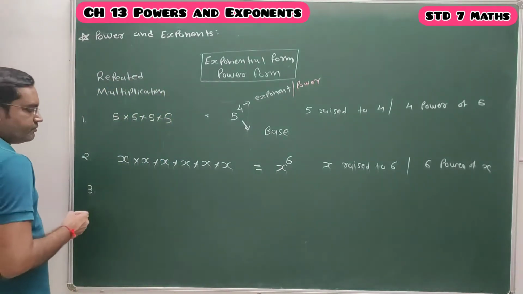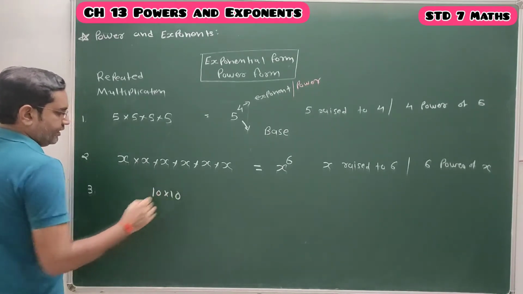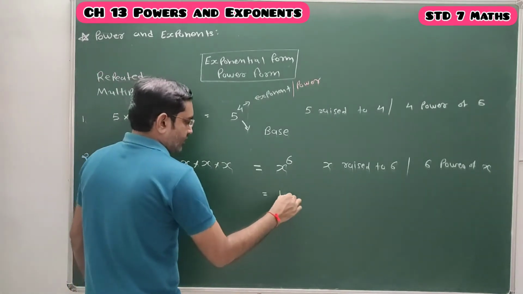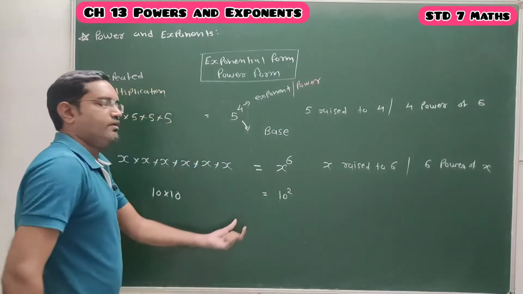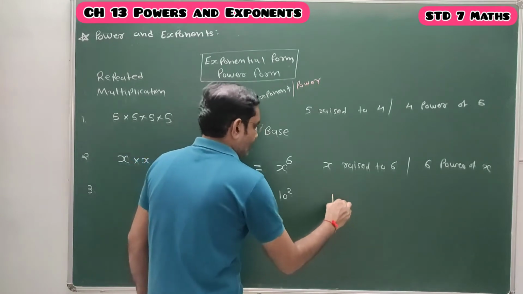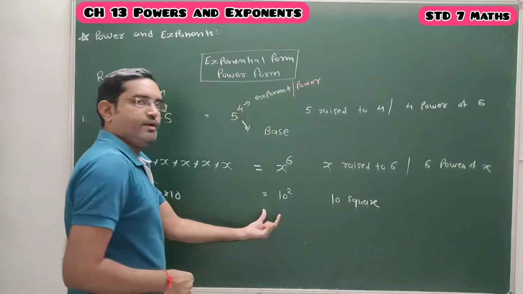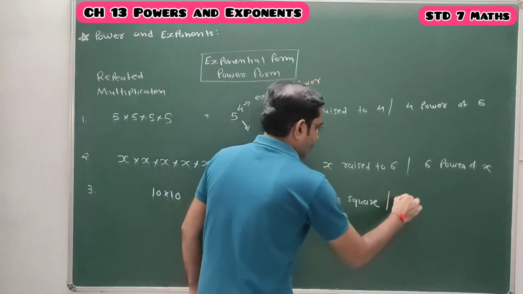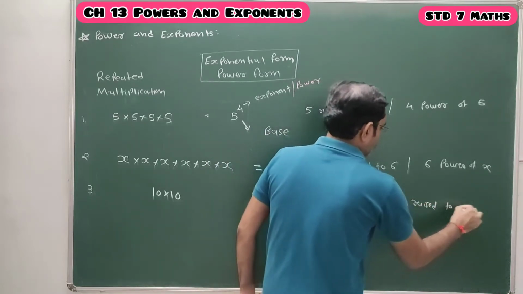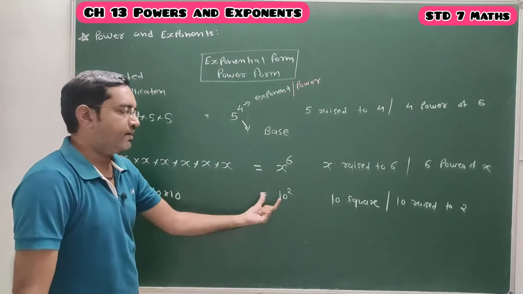For example, if we are given 10 into 10, so here it's a multiplication of 10 with 10. How many times? 2 times. So it's 10 raised to 2, and for 2 power we can also read it as 10 square, which is nothing but 10 raised to 2. So 2 power is generally read as square, 10 square.